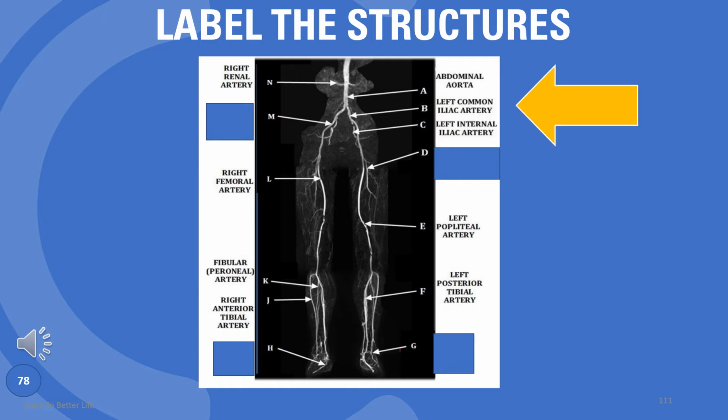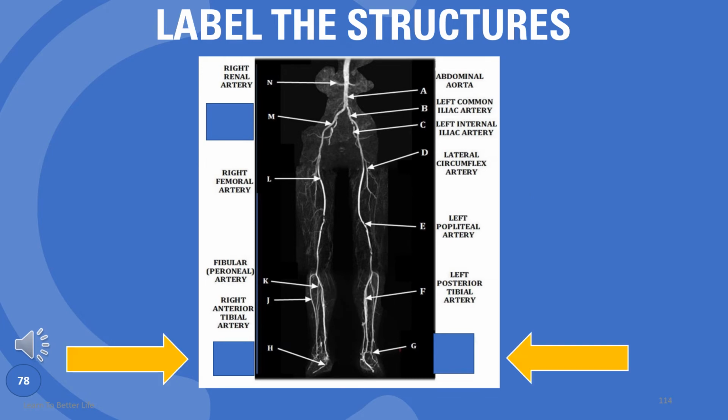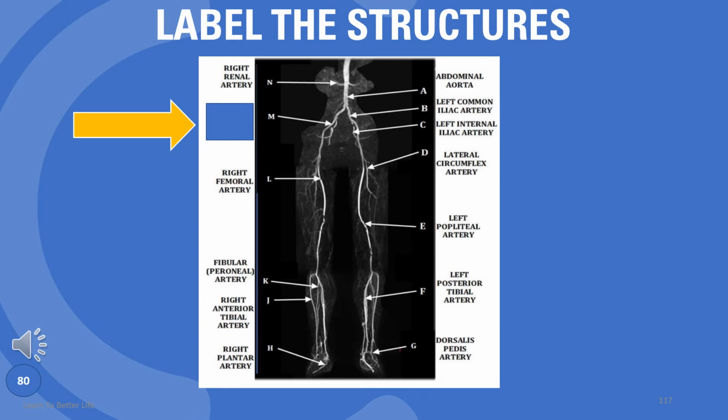A is the abdominal aorta. B, left common iliac artery. C is left internal iliac artery. Can you guess what D is? D is left lateral circumflex artery. What about G and H? G is dorsalis artery. H, right plantar artery. Last one in this image, I promise. What is M? M is external iliac artery.